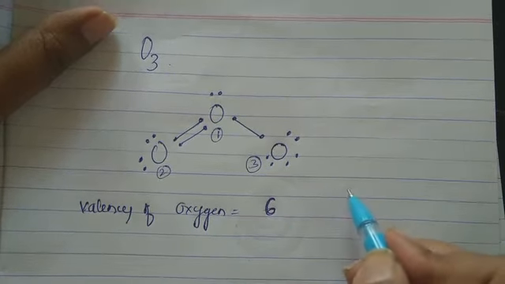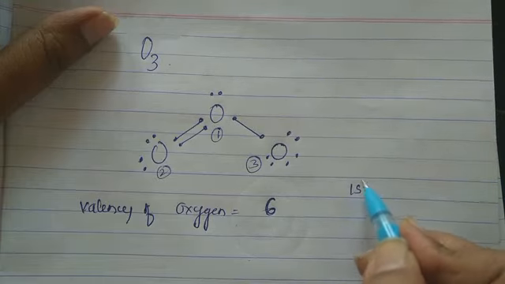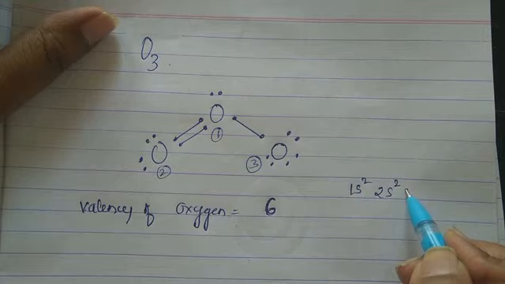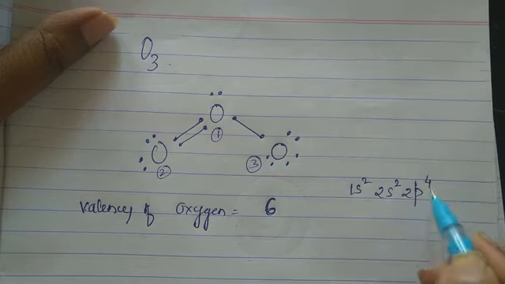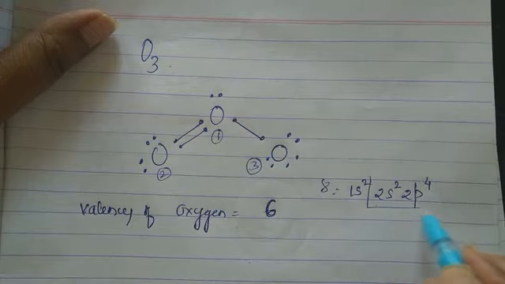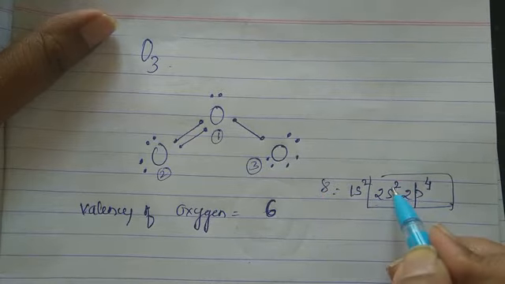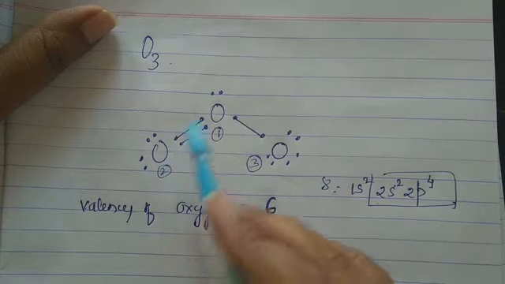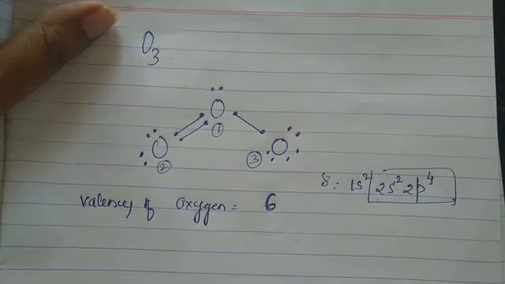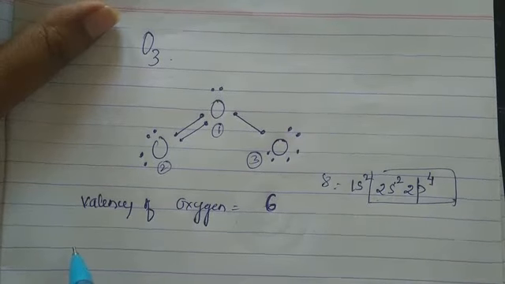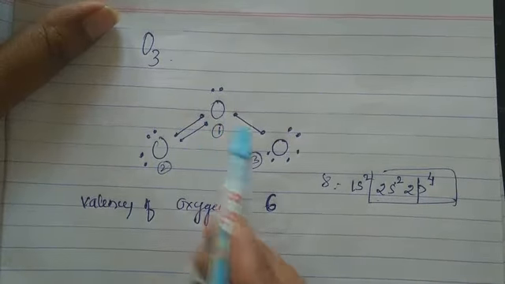Yes? 1s2, 2s2, 2p4. Atomic number 8. Right? So the valence shell is this one. How many electrons does it have? 6. So in order to become stable, it wants to have 8 electrons and hence it is involved in bonding. And I have written the Lewis dot structure. Now what is the formula I had to calculate the charge on each atom?